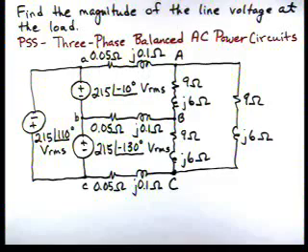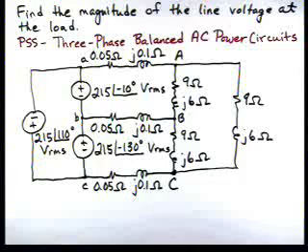In this problem, we're asked to find the magnitude of the line voltage at the load. The load is modeled by the impedance 9 plus j6 ohms. We have a line impedance and we have a three-phase source. Notice that this is a balanced three-phase circuit.